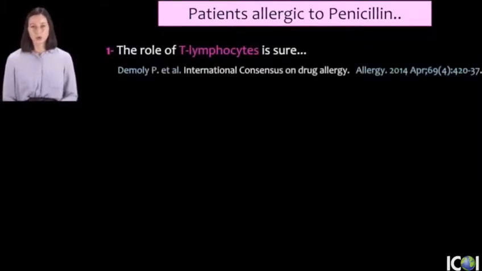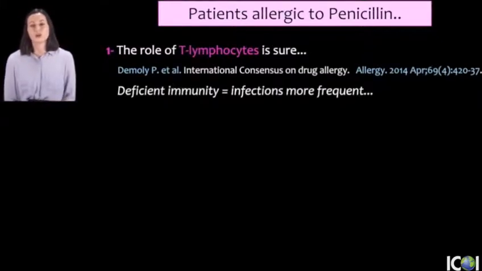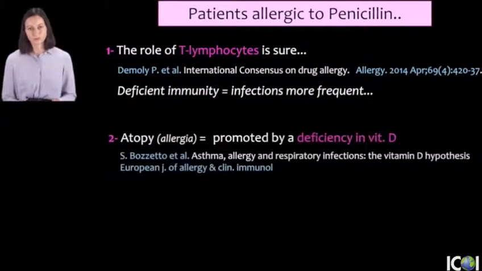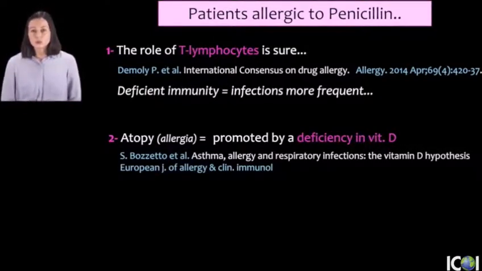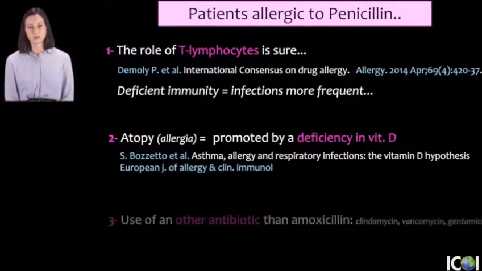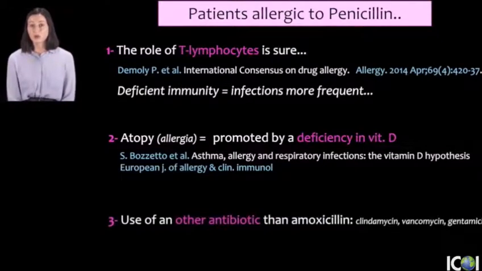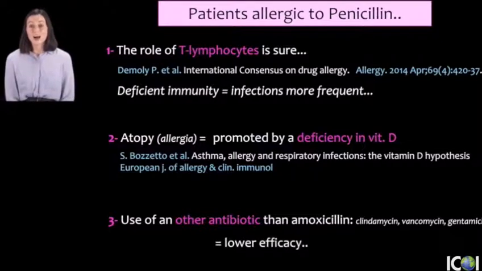What is the mechanism? We know from the International Consensus on Drug Allergy that the role of T lymphocytes is sure. If the patient has a deficient immunity, he will have more risk to develop infection. But also the atopy, the allergy, is promoted by a deficiency in vitamin D. And finally, also the use of other antibiotics like clindamycin, vancomycin, and gentamicin may have a lower efficiency on infection.